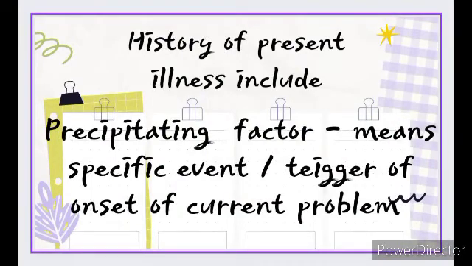Next is history of present illness includes precipitating factors. Precipitating factors means specific event or trigger. Something is missing there, R became E here, I'm sorry. Trigger of onset of current problem. So what specific event or stimulus or incident or trigger was there for developing this problem, that's the precipitating factor.